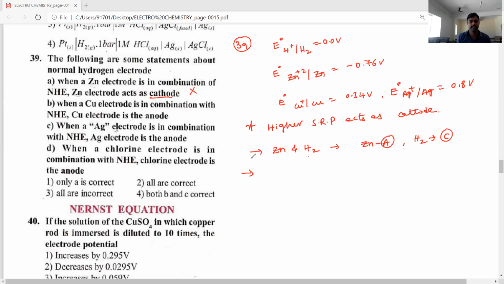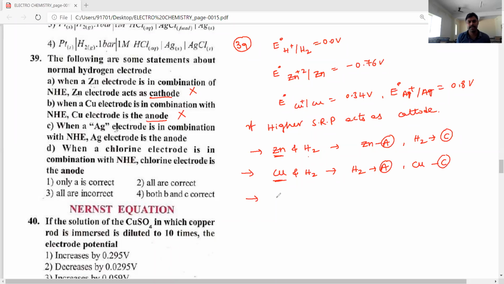Let's see the second one. Whenever combined with copper and hydrogen electrode, if you compare, the copper has more SRP value. Zinc here has low SRP value. That's why here the anode is hydrogen and copper is cathode. But here what they gave, the copper acts as an anode. So it is also a wrong statement.